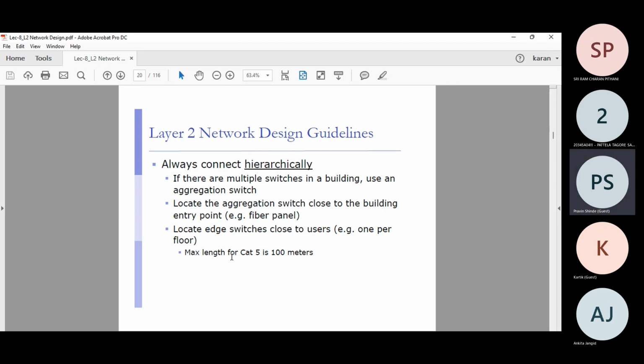The maximum length of Cat 5 or Cat 6 is 100 meters. So two layer 2 switches are connected with Cat 6 up to 100 meters. Now building to building, building A to building B.